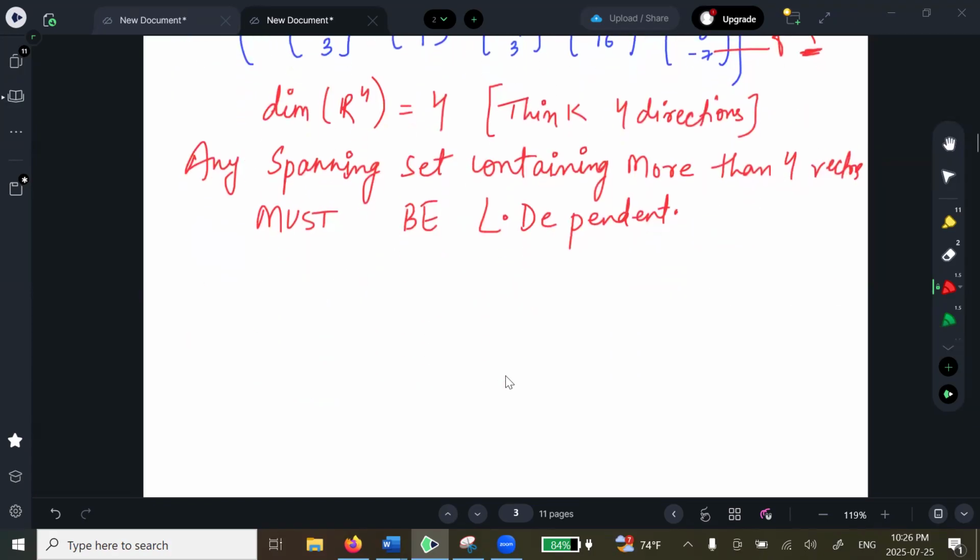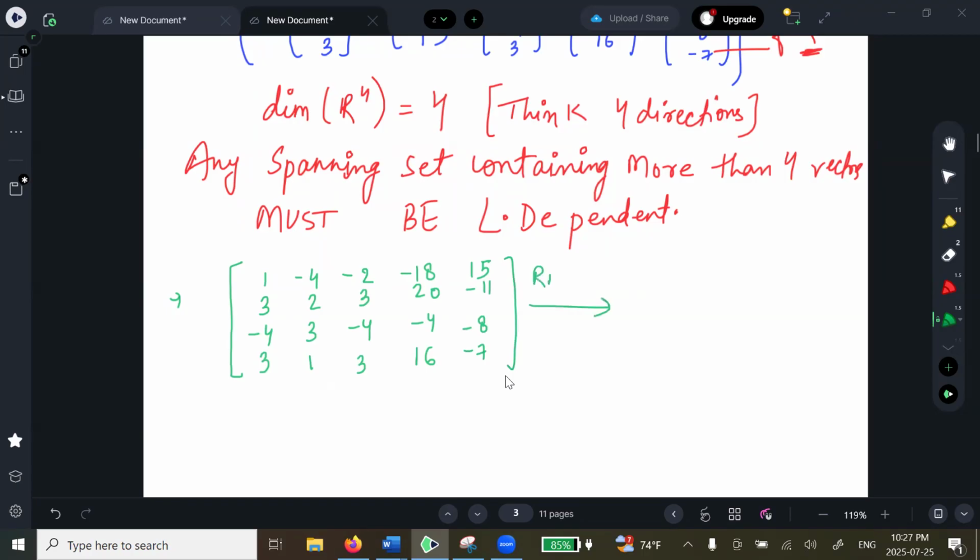How do I find a basis? Just remember the steps. I combine all the vectors given to me in a matrix. Okay, I'm going to write it again. -4, 2, 3, 1, -2, 3, -4, 3, -18, 20, -4, 16. I'm just copying down the vectors. -7, and I will find the RREF. That's the best way to weed out all the unnecessary vectors not needed to span the subset.